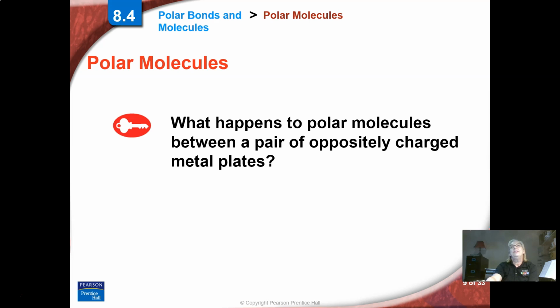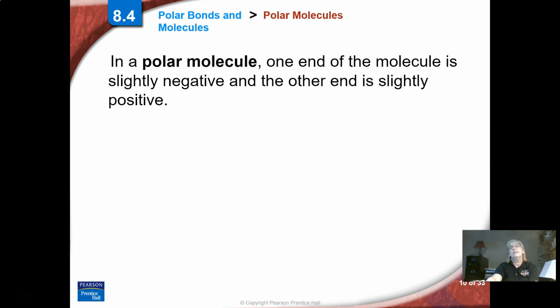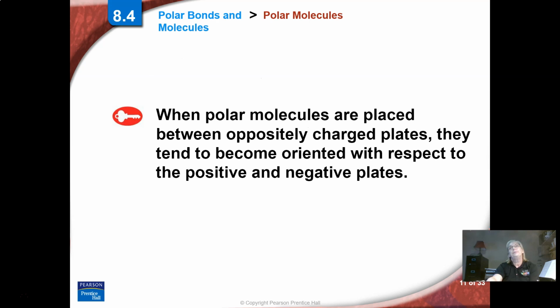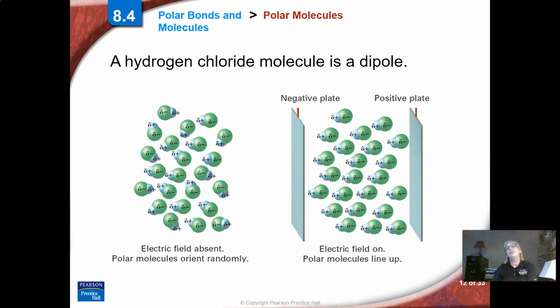So what happens to polar molecules if they're between two oppositely charged polar plates? Then they're going to orient themselves to fit into the negative and positive side of those plates, and that is called a dipole when you have a partially positive, partially negative side of a molecule, a dipole. So when they're placed in that plate, they're going to orient themselves to be attracted to the right plate.